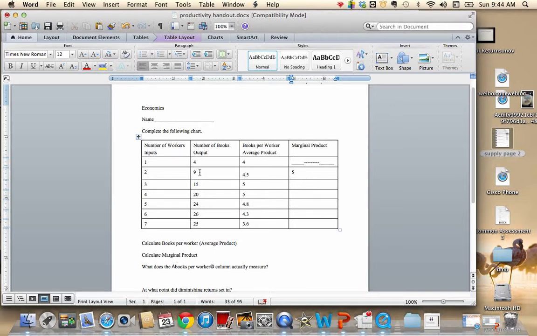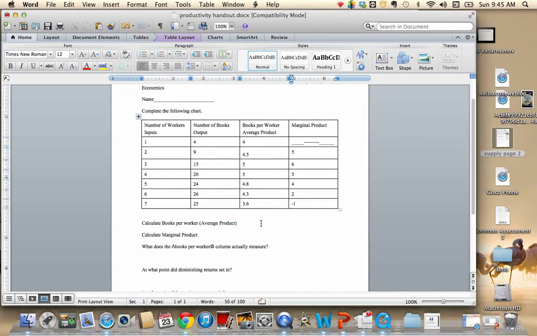So when you had 2 workers making 9, you now have 3 workers making 15. So that third worker actually added 6. The difference between 9 and 15 is 6. So when we added the fourth worker, they added 5. With 4 workers making 20 and 5 making 24, that 5th worker only added 4. When we add the 6th worker, that 6th worker added 2. That's the difference between 24 and 26. And you notice when we added the 7th worker, we actually are going backwards. So that 7th worker actually took away 1.